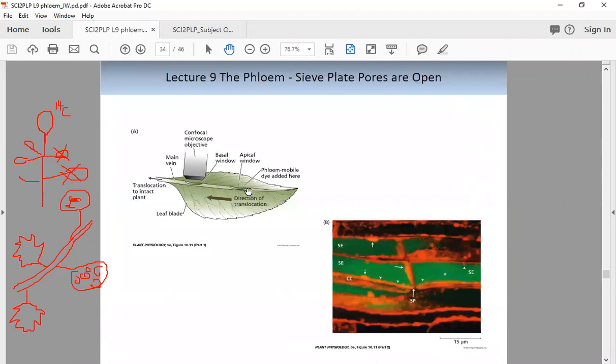So this shows that the direction of translocation in this leaf, and I can't remember what plant they used, was in this direction. Translocation was occurring towards the intact plant. And this is what they actually saw. It was a green fluorescing dye that was added. And these are the sieve elements here. So quite an interesting little experiment. Technology is amazing, isn't it? But more amazing are the experiments that people actually come up with. Fantastic.